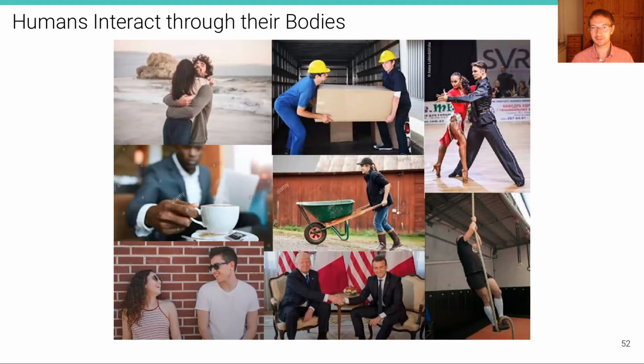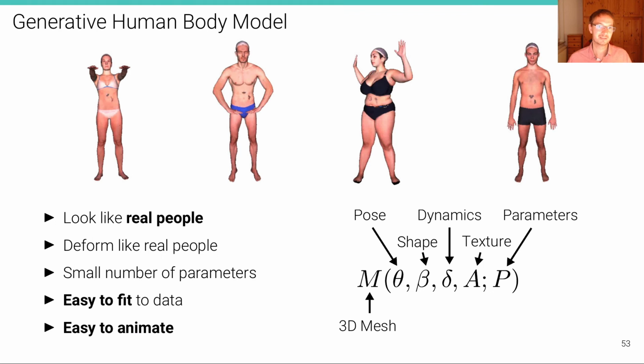Modeling and understanding human bodies is important if we want to understand what humans do, but also in order to interact with humans. Here I see some of the interactions that humans do: hugging, collaborating, dancing, interacting with their environment, etc. What we're going to discuss today is the so-called simple body model, SMPL.